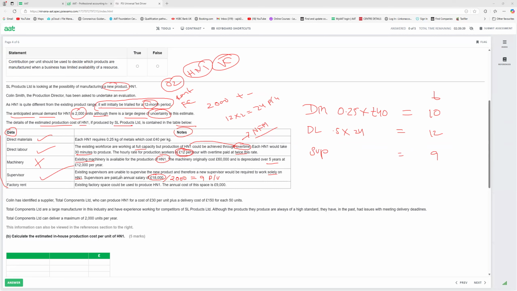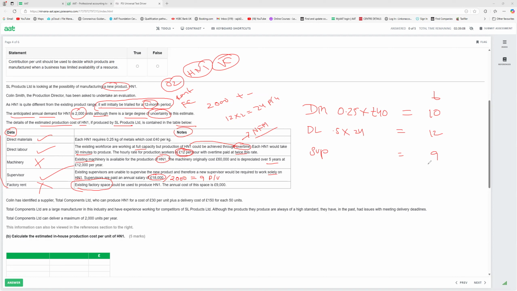This is relevant. And the next one, we have a factory rent. Normally rent is always irrelevant. Normally rent is not relevant at all. Existing factory space would be used to produce HN1, annual cost 9,000. So I'm going to use the existing factory space. I really don't have to spend any money on rent for the new product. So this is irrelevant for me.